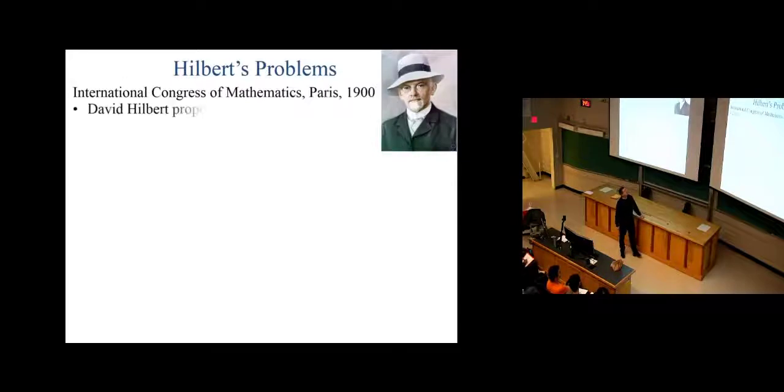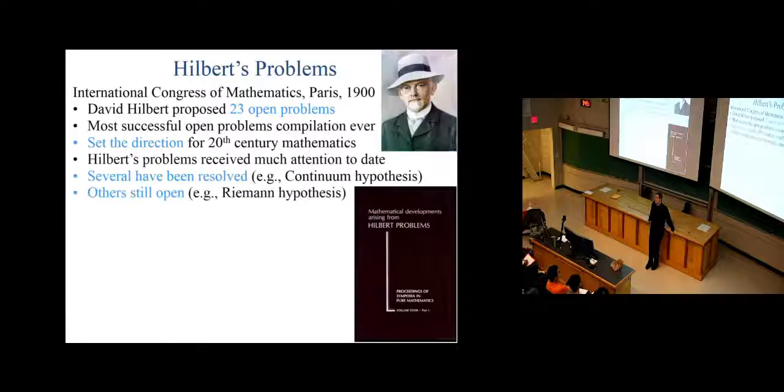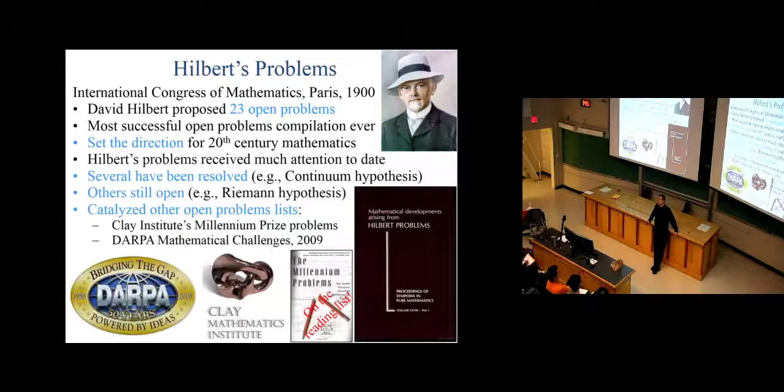But at the International Congress of Mathematicians in the year 1900, he got up and, in his keynote address, gave a speech where he listed 23 problems that he said all of mathematics, in fact all of humanity, the sciences too, should work on in the 20th century. And it was probably the most influential list of open problems ever written down. In fact, some of them are still open to this day.